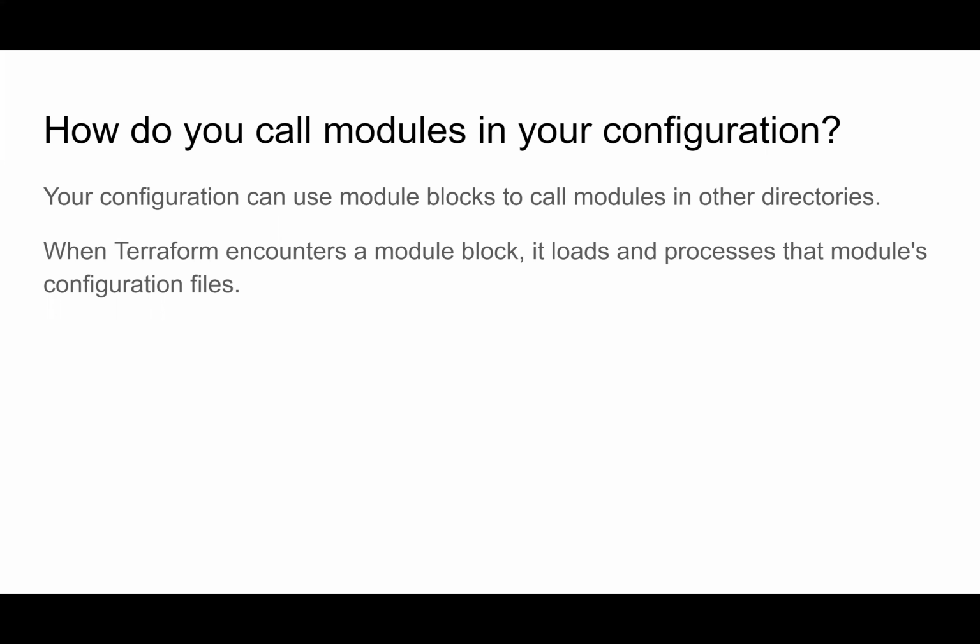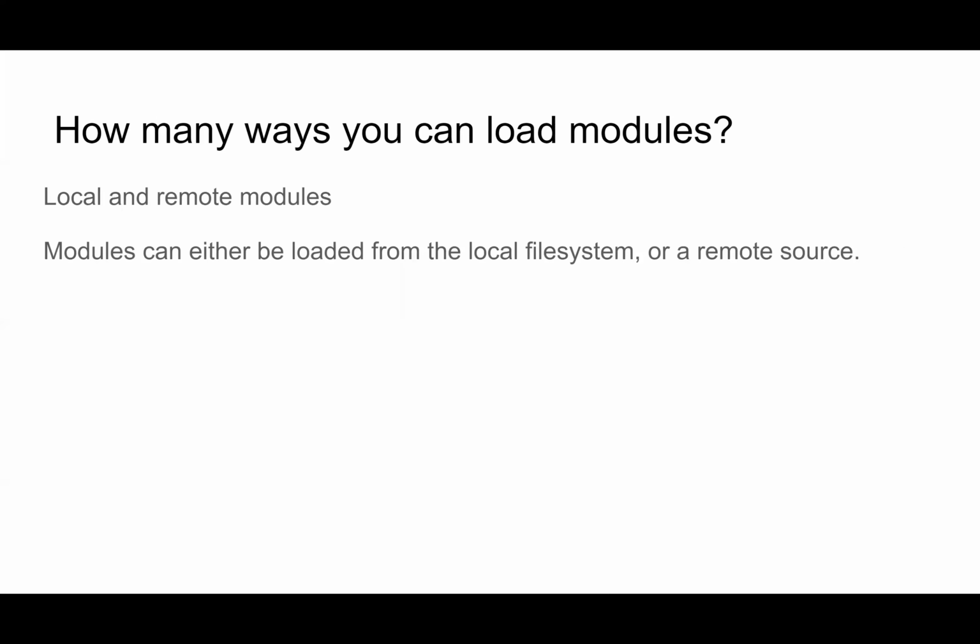How do you call modules in your configuration? Your configuration can use module blocks to call modules in other directories. When Terraform encounters a module block, it loads and processes that module's configuration files. So how many ways can you load modules? Well, you can do it locally by having a modules directory, or you could use remote modules. So modules can be either loaded from the local file system or a remote source.